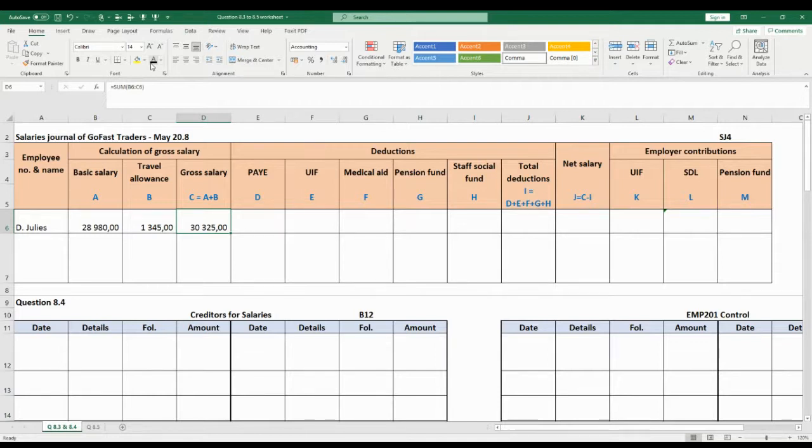Okay, so did all of you get to a gross salary of 30,000 in your salary journals? You can just give me a thumbs up or smiley face or a cry face, depending on how you feel. Did all of you get the gross amount? Okay, great. So now we've looked at the gross salary, the second part is we're going to look at all the different deductions. So what is the pay as you earn amount that we have to include in column D?